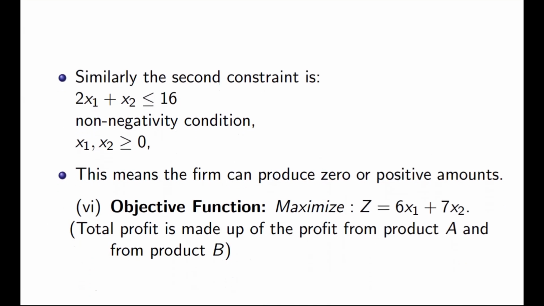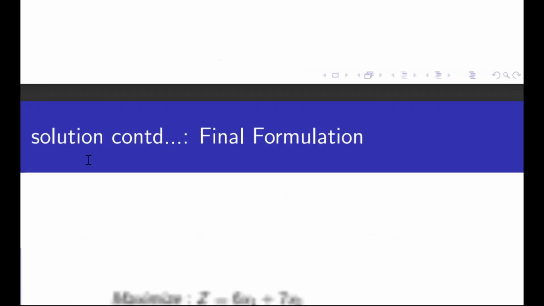Similarly, the second constraint is 2x1 plus x2 is less than or equal to 16. Non-negativity condition, x1, x2 greater than or equal to 0. This means the firm can produce 0 or positive amounts. So we have the objective function where we aim to maximize z equals 6x1 plus 7x2. The total profit is made up of the profit from product A and from product B.